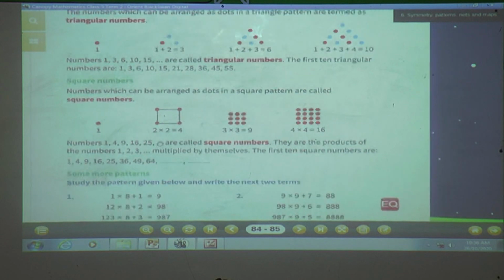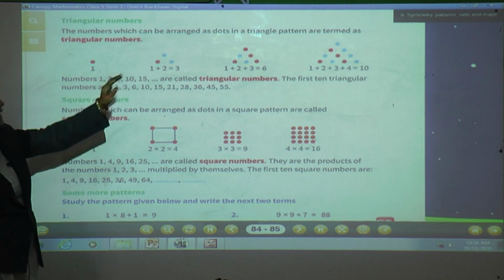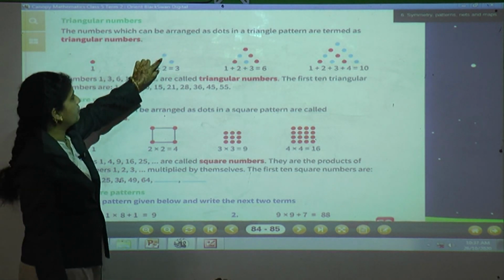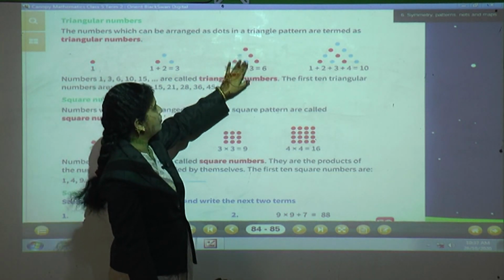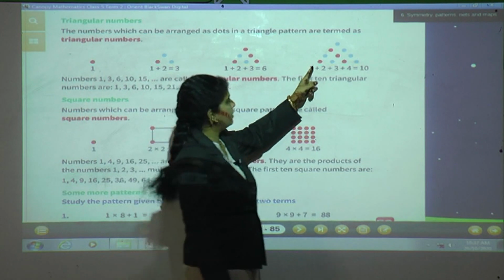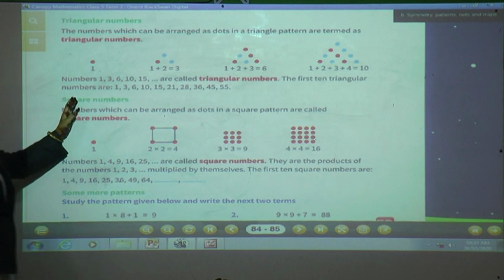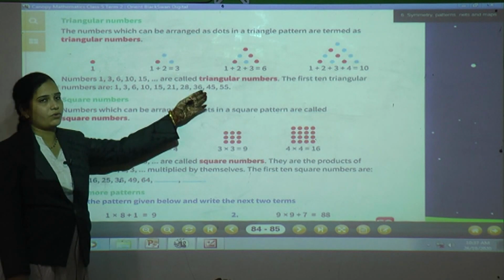Here, triangular numbers. See, the numbers which can be arranged as dots in a triangle pattern are termed triangular numbers. See, here 1, 2. This can be shown like a triangle. Here 1, 2, 3 makes 6. Here 1, 2, 3, 4 is equal to 10. Now, students, numbers 1, 3, 6, 10, 15 are called triangular numbers. Here are the first 10 triangular numbers.